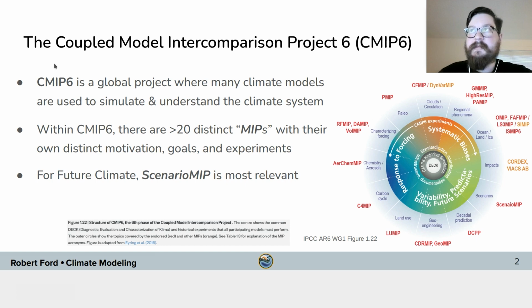Within CMIP-6, there are over 20 different model intercomparison projects, or MIPs, with their own sets of goals and corresponding experiments. For example, there is a project that focuses on prediction of decadal variability, and there's another that focuses on experiments of interest to the paleoclimate community. But the ones that are most important for understanding climate change in the 21st century are the experiments that fall under Scenario MIP.